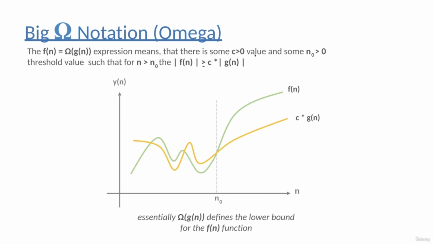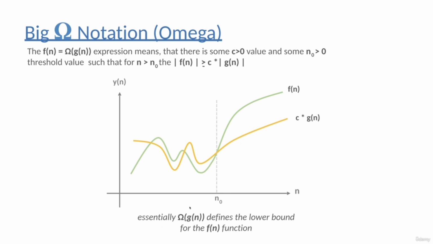It means that there is some c constant value where c is larger than 0 and some n0 threshold value, such that for n larger than n0, where n is the size of the input, such as the number of items we would like to sort, or the number of vertices in the underlying graph, and so on, the absolute value of the f function will be greater than or equal to a c constant multiplied by the absolute value of the g function. So as you can see, when n is smaller than the threshold, sometimes the first function dominates, sometimes the other function dominates, but after n is larger than the threshold, so n is larger than n0, we can see that the f(n) function is larger than c times the g(n) function.